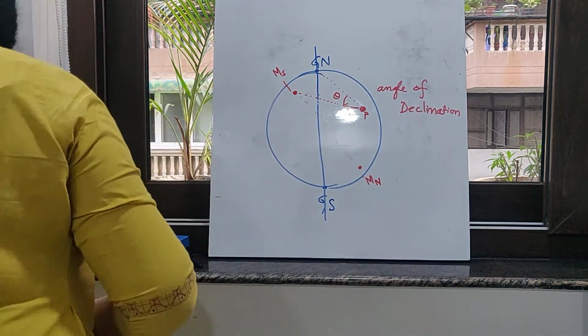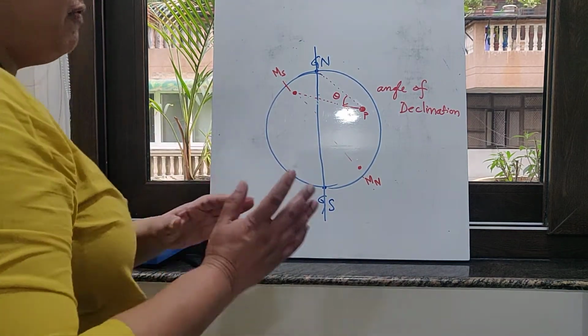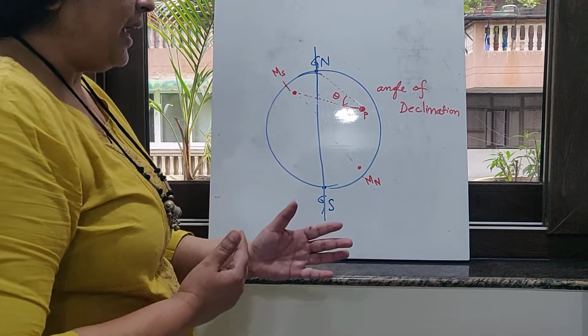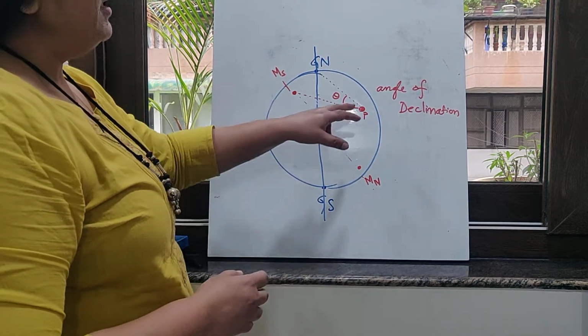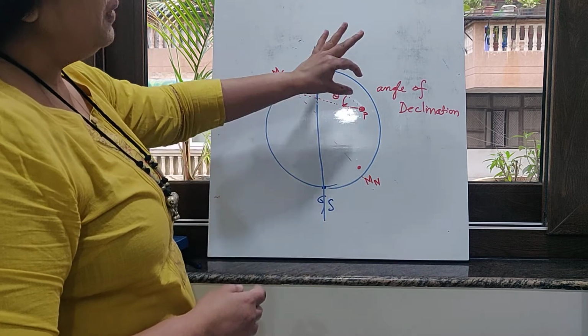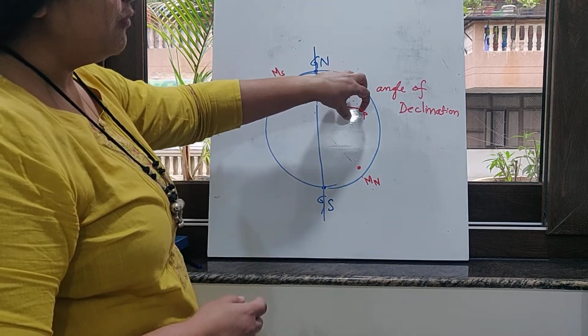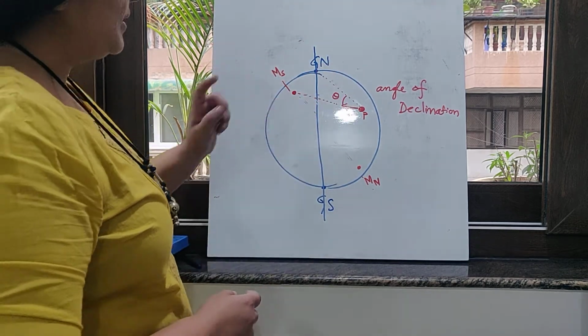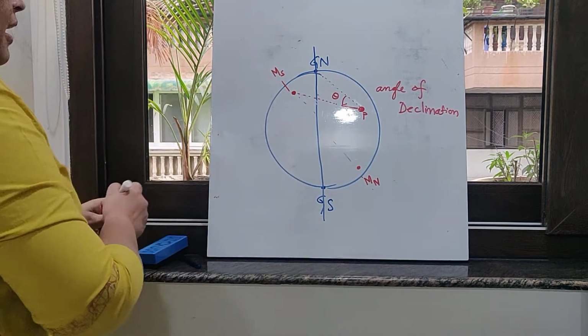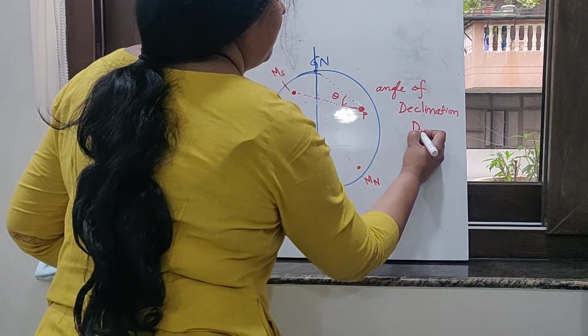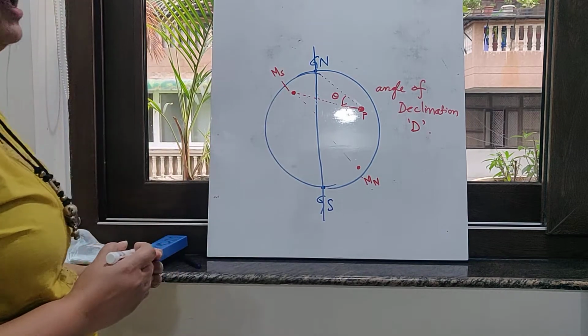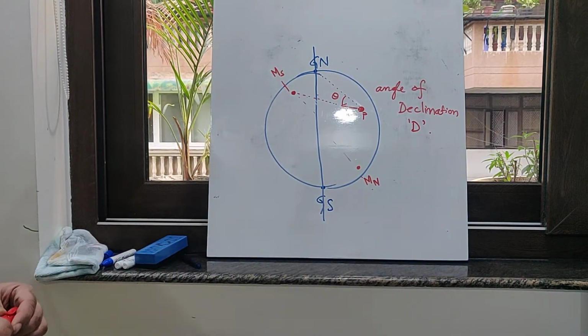So you can understand it by the textbook definition in terms of the vertical planes, and otherwise we can also understand it this way: if you place a magnetic compass needle on the surface of the earth, then this is how we can represent the angle of declination, and we can also represent it by the symbol D. Okay.